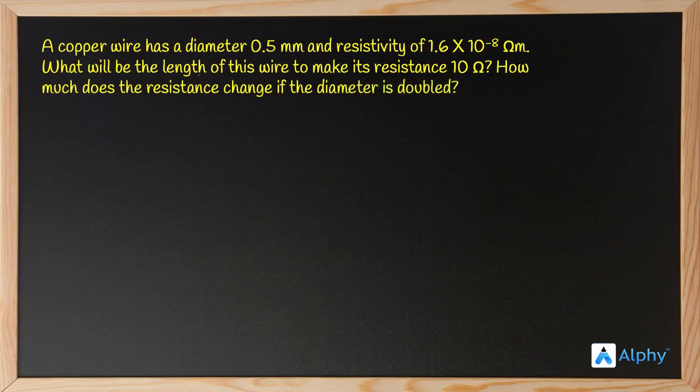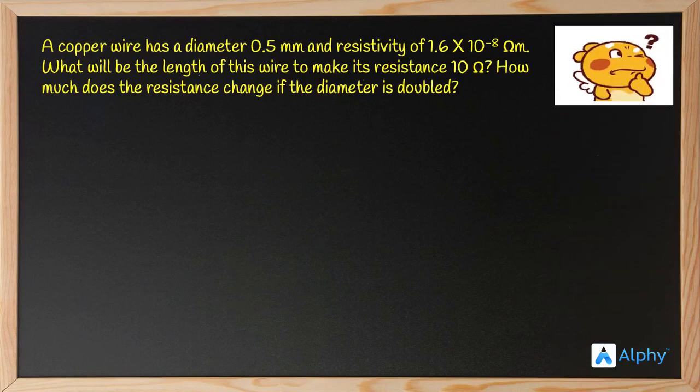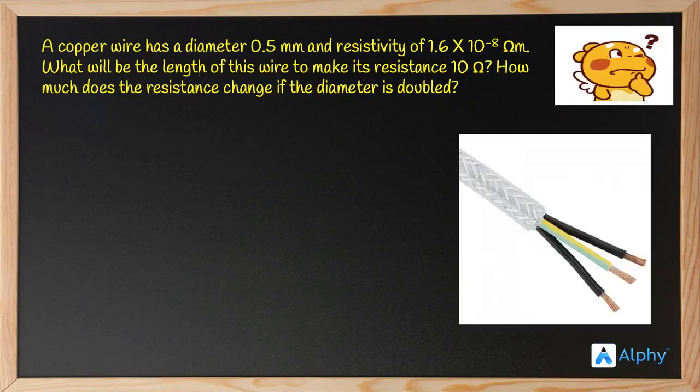So basically there is a copper wire which has a diameter of 0.5 millimeters and resistivity of 1.6 × 10^-8 ohm meter. Now what will be the length of the wire to make its resistance 10 ohm, and also what will the resistance change be if we double the diameter? So that is the question given. So how do we solve it?